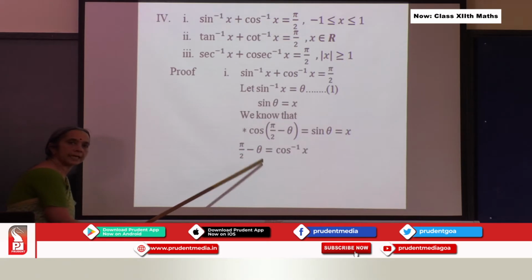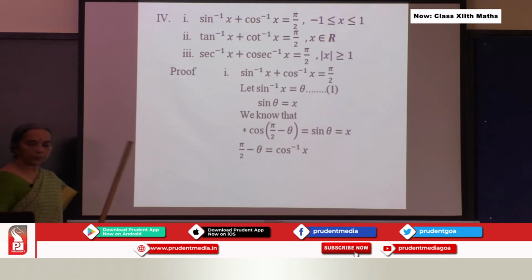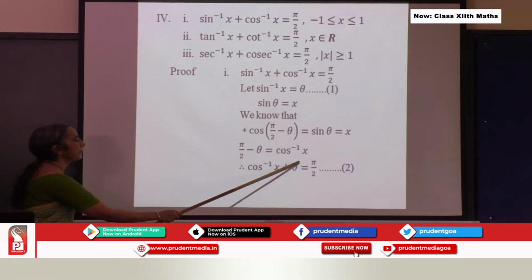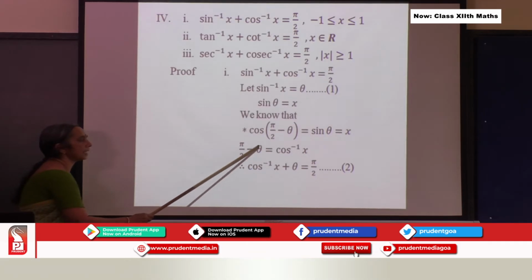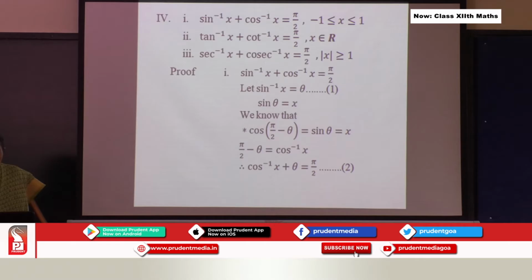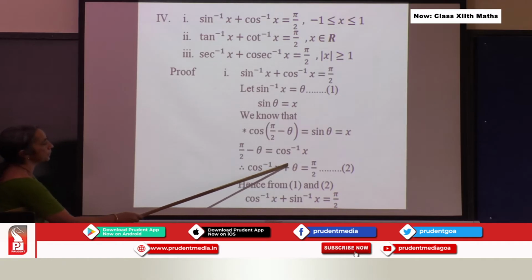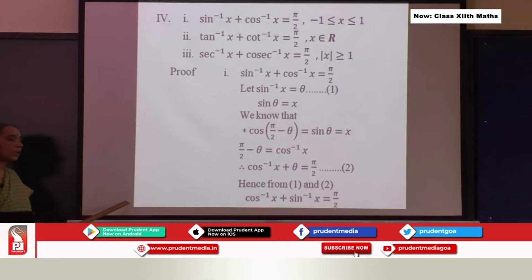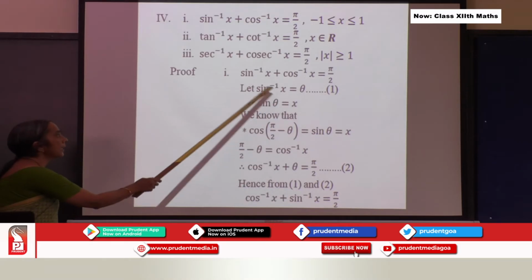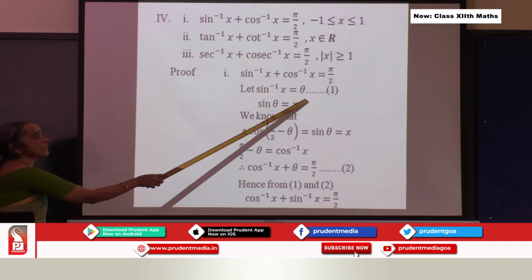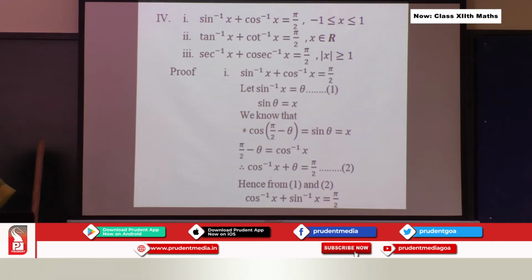Therefore pi by 2 minus theta is cos inverse of x. Taking this minus theta to the other side, it becomes plus theta. So cos inverse of x plus theta is equal to pi by 2. Hence, from 1 and 2, for this theta we substitute sin inverse of x. We get cos inverse of x plus sin inverse of x is equal to pi by 2. You can prove it even by taking cos inverse of x as theta, instead of taking sin inverse of x as theta; a similar result can be proved.